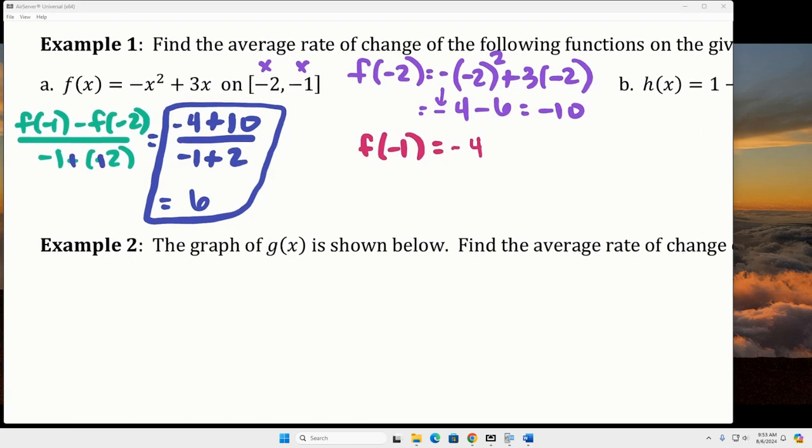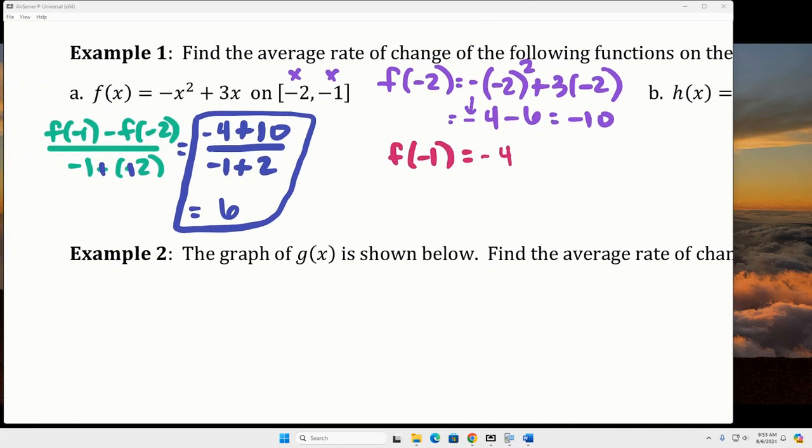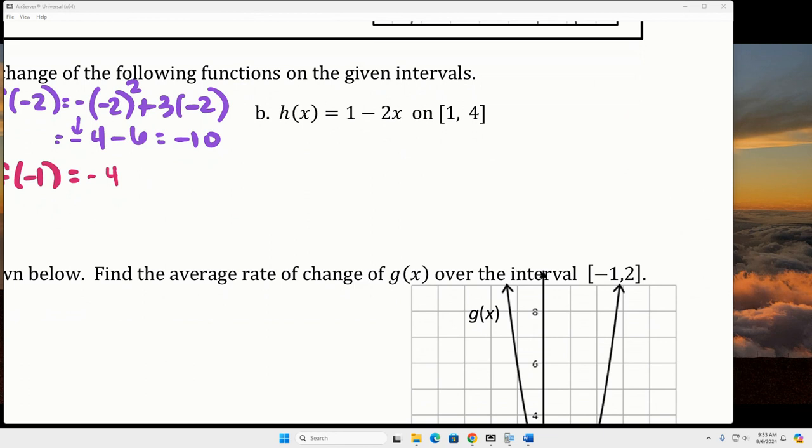Okay, let's look at the next one. Oh wait, hold on. What kind of function was this one? Quadratic. All right, what kind of function is this one on B? Linear. So we're going to find the average rate of change of a linear function. Does anyone already know what it is, just looking at it?